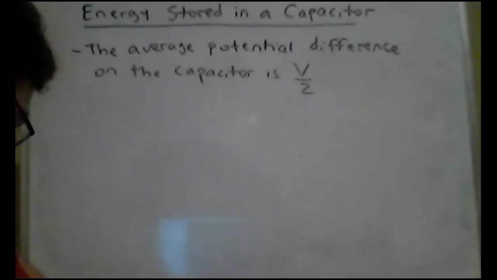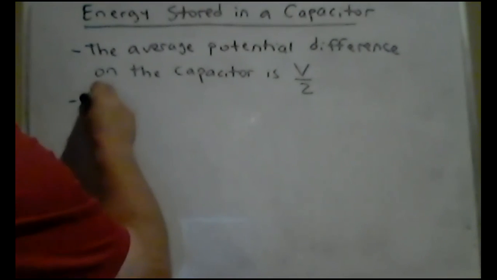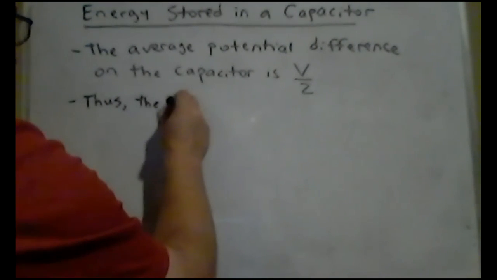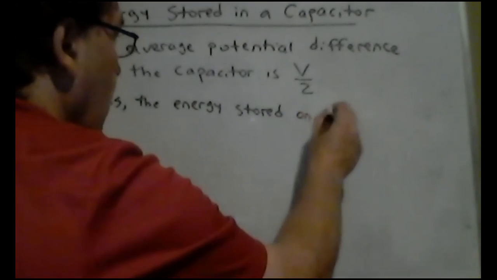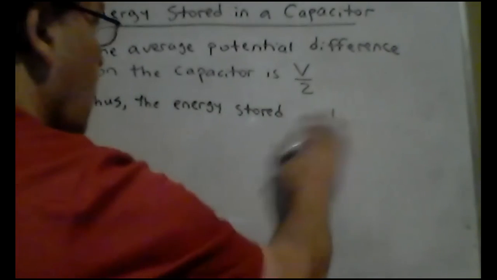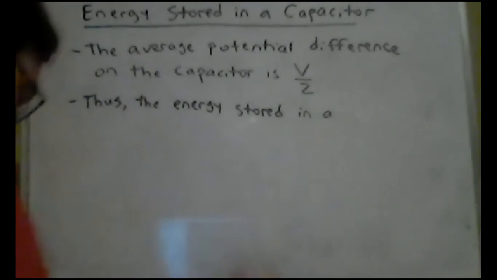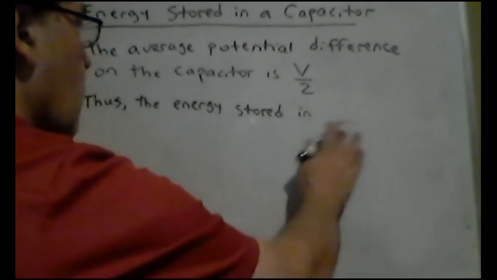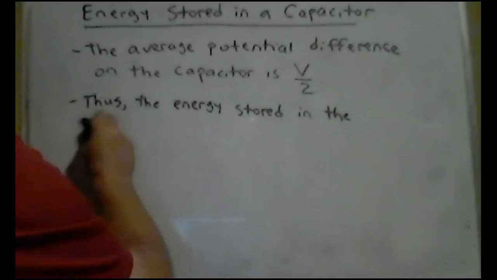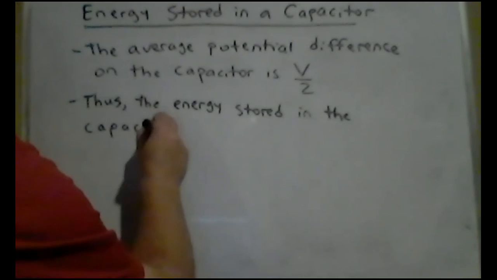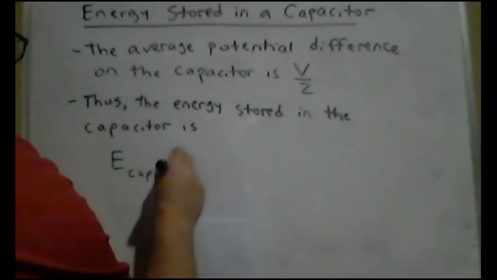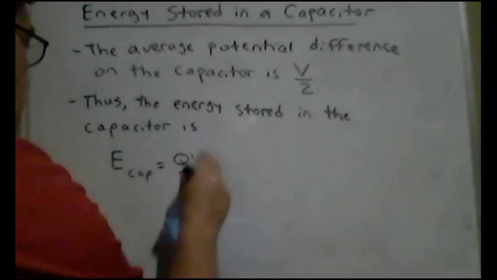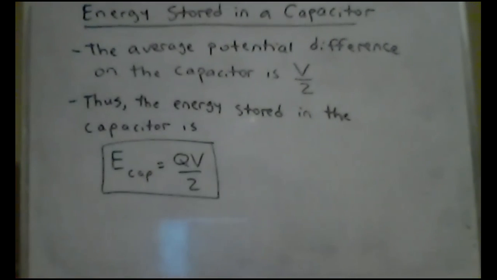And so the energy stored on the capacitor, or in the capacitor, I should say, or in a capacitor, is not QV, but E sub cap is QV divided by 2. That's what it is. It's Q times the average potential.